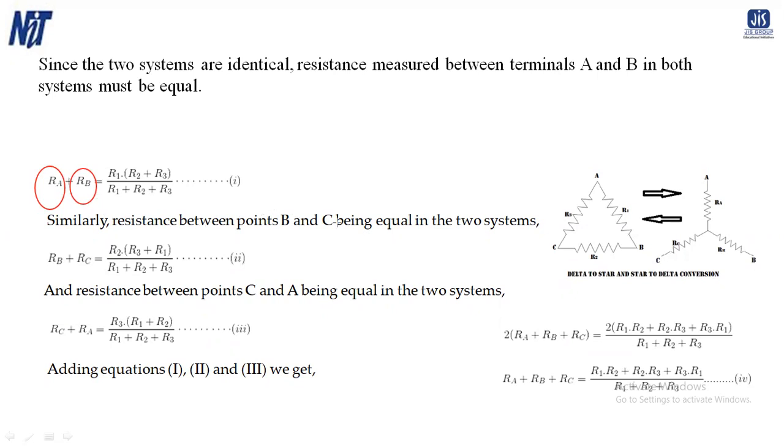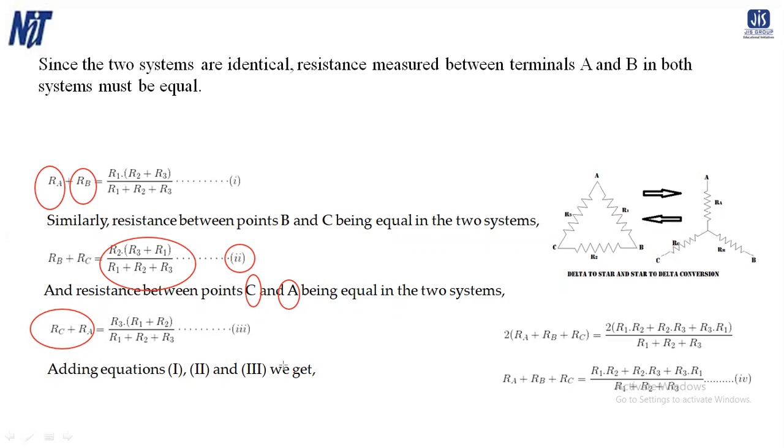Similarly, the resistance between B and C terminal being equal in the two systems will be RB plus RC. So the equation will be like this, equation number 2. And the resistance between point C and A being equal in the two systems, RC plus RA. So like the previous slide, we can make these three equations.